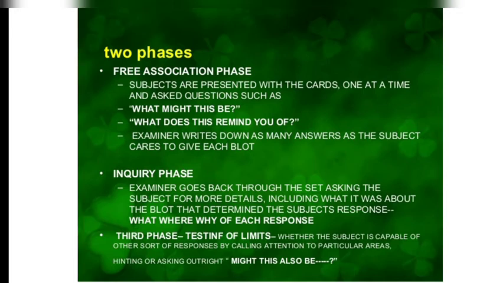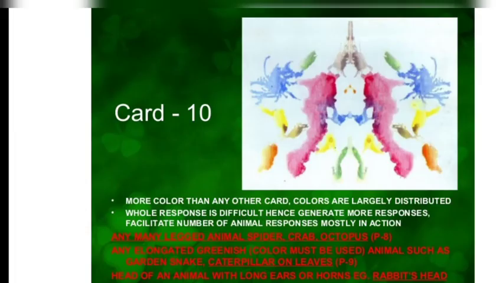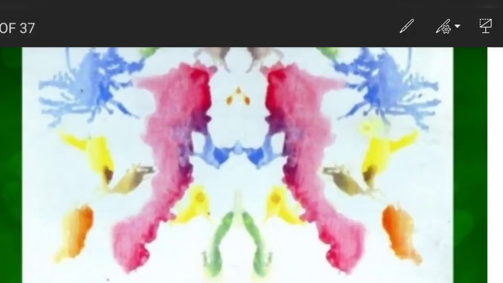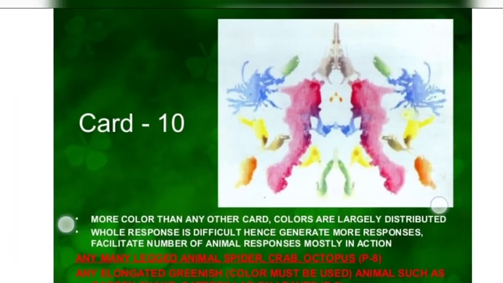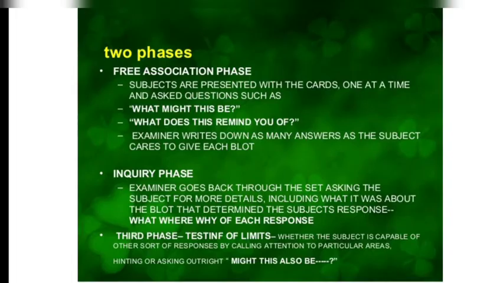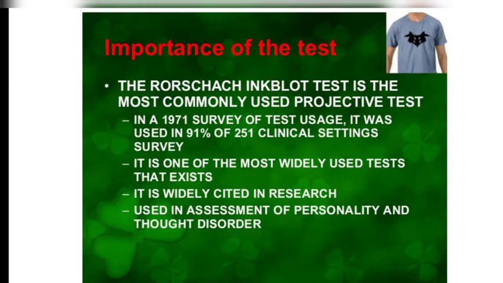The third phase is testing of limits, to see whether the subject is capable of other sorts of responses by calling attention to a particular area, like hinting, might this be also. If I say this particular, you can see the pink part or the red part on the screen, and I have a subject in front of me, I would give the hint that this might look like a caterpillar, is it? And if he says yes, it may look like a caterpillar, then again that response is noted down.